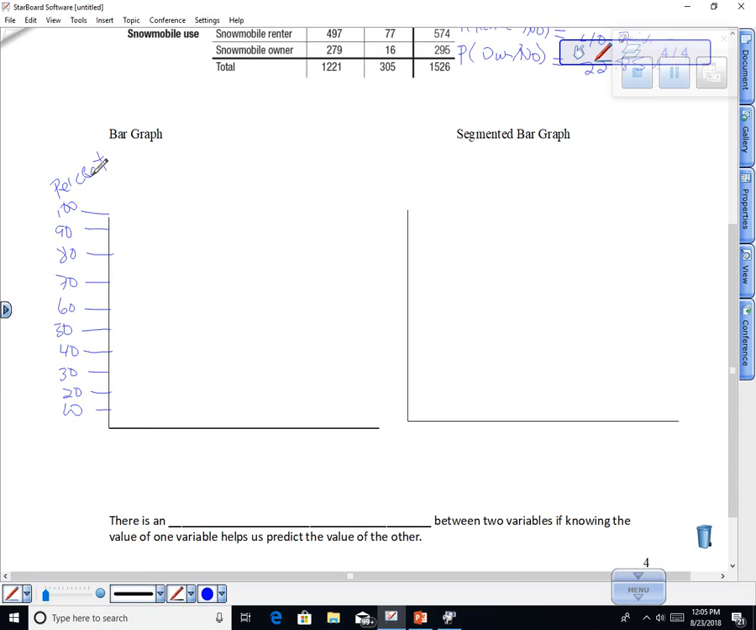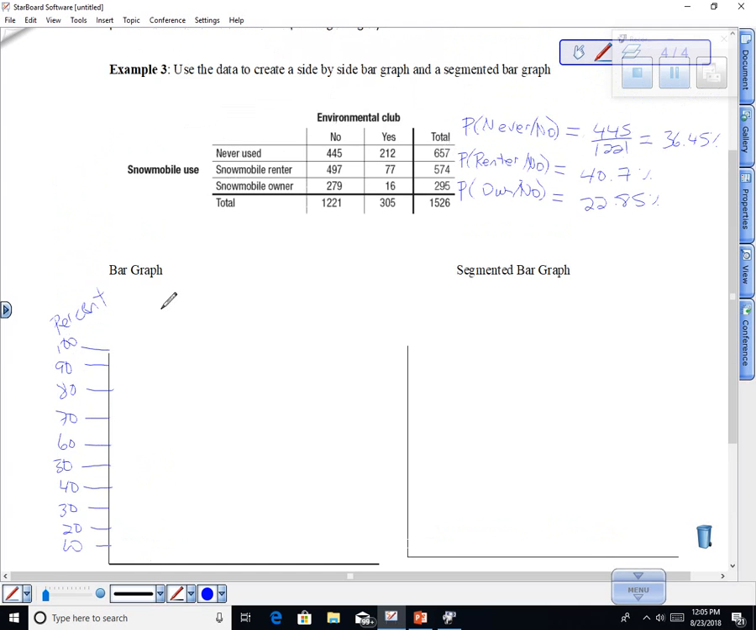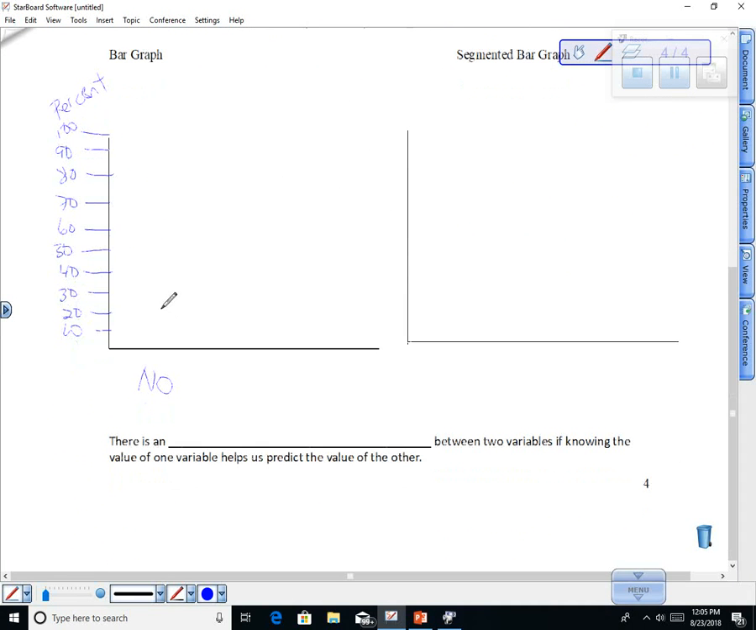What does the word relative mean? Percent. Good. And then now I'm going to take that no category and write it right here. And then I'm going to use those percentages that I just found. So if we go down here, that never given no is 36.45%. So I'm going to go up to about what I think is 36.45%.